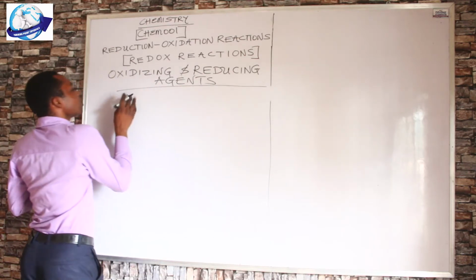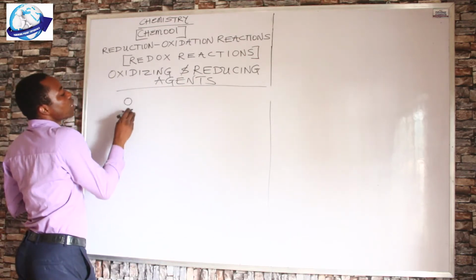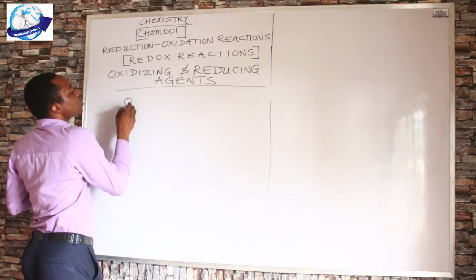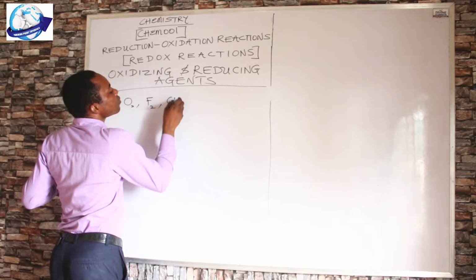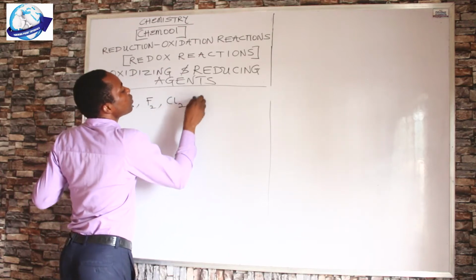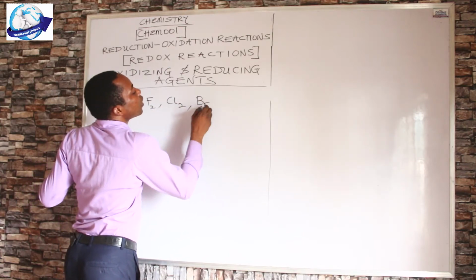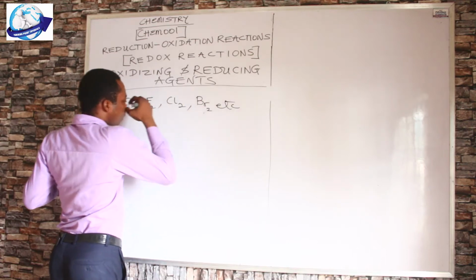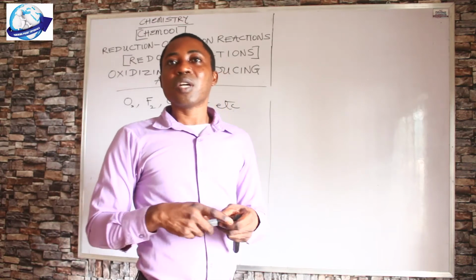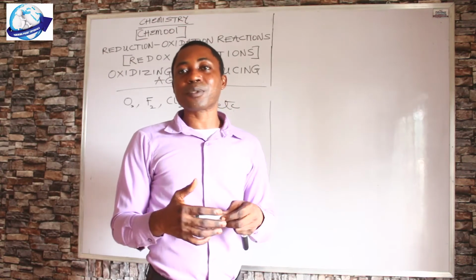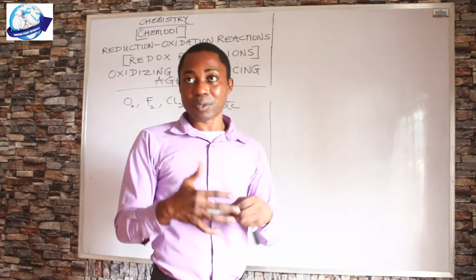Now we see that oxygen is one of the oxidizing agents. We also have the halogens, like fluorine, chlorine, bromine, and iodine, and so on and so forth. These are examples of the oxidizing agent. Then we also have more examples of oxidizing agents, which we should consider very soon.